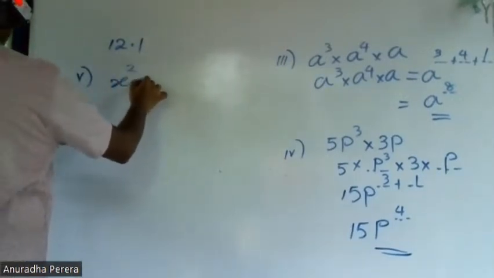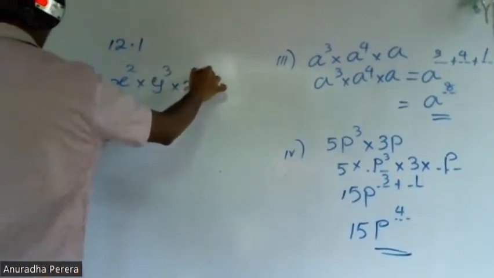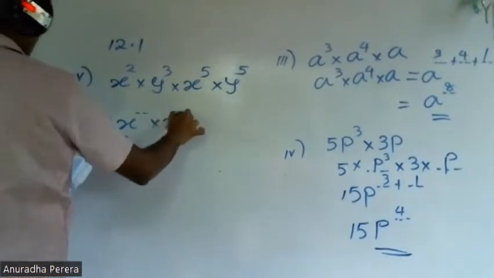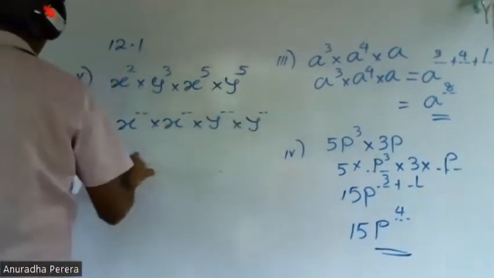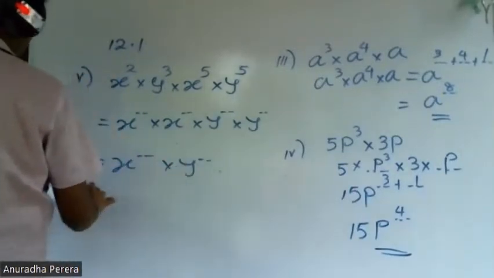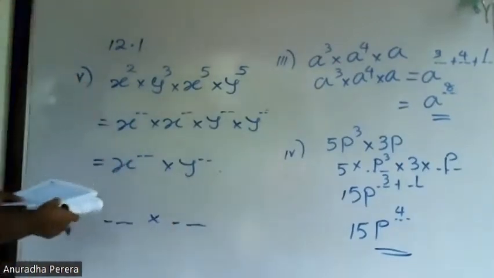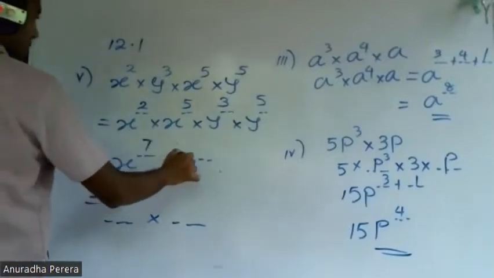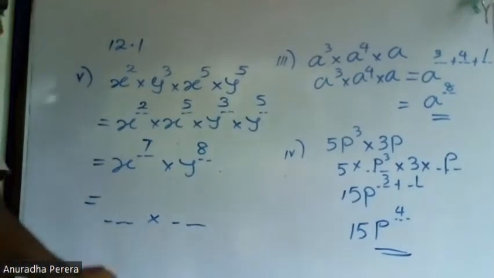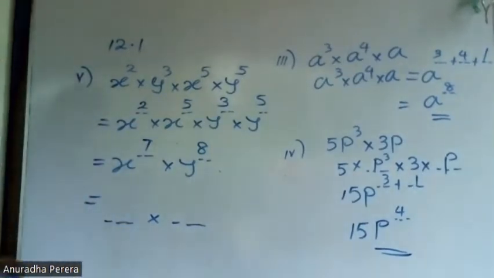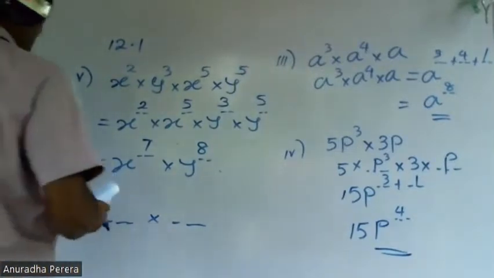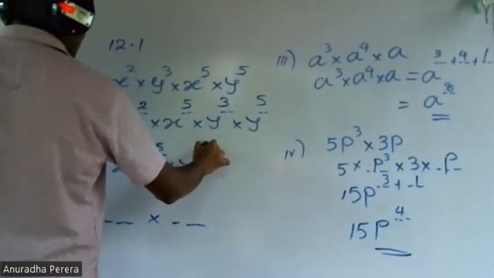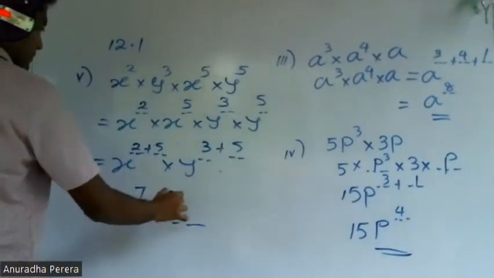Five x to the power 2, 5 to the power 3, y to the power of 5. x to the power of 2, x to the power of 5, y to the power of 2, y to the power of 5, x to the power of 7, y to the power of 8. Right? The answer is x to the power of, you can write this as 2 plus 5 plus 5, x to the power 7, y to the power.